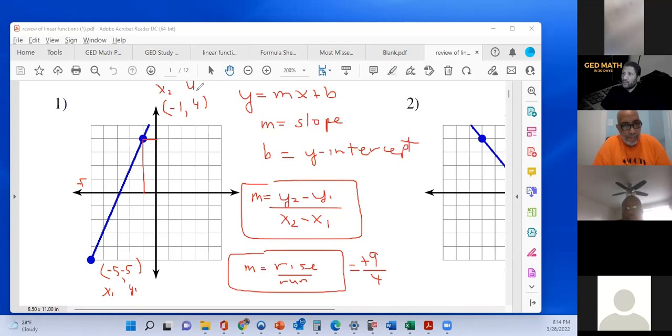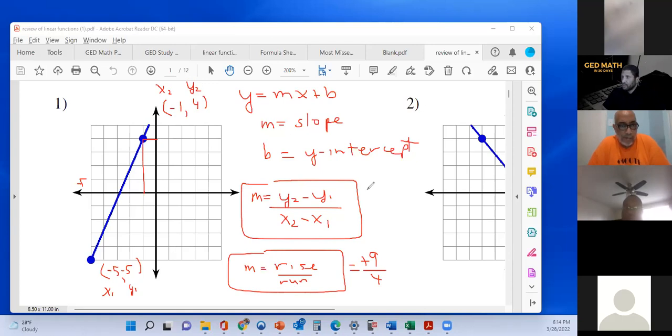This is my y2. If I had a third point, I could use x3 and y3. But how many points do I need to figure out what the slope is? Just two points. I only need 2 points. I can use any 2 points. So now, y2 is what?